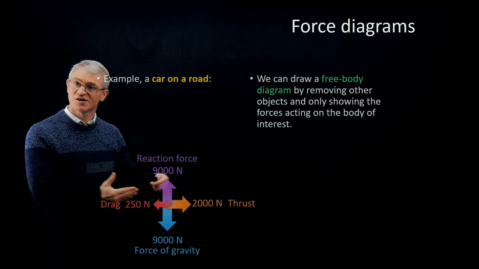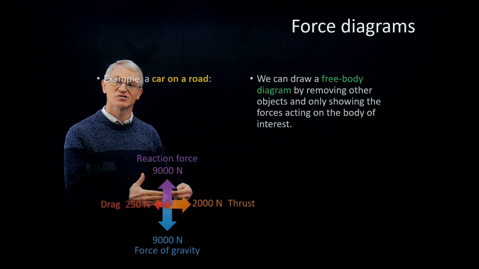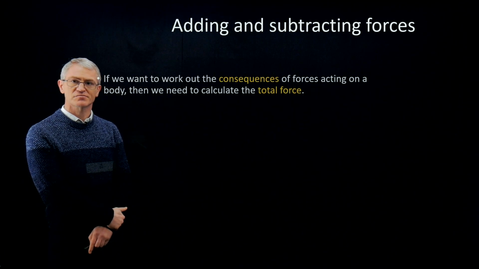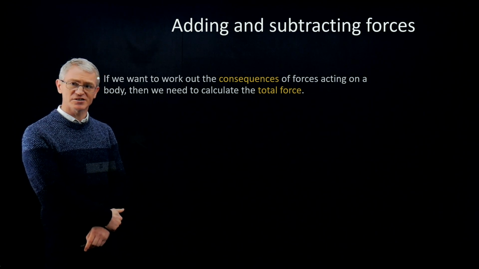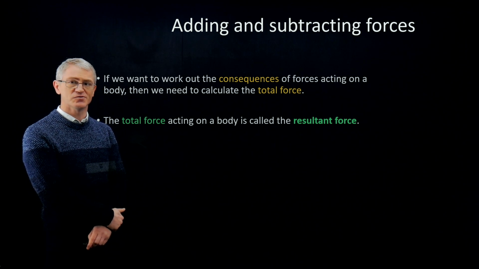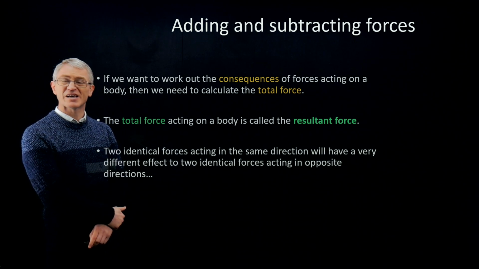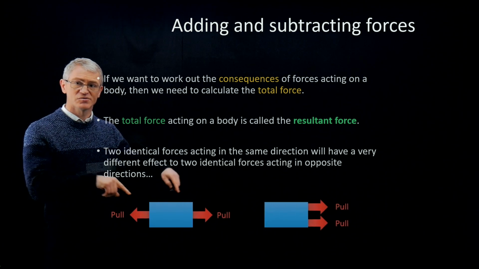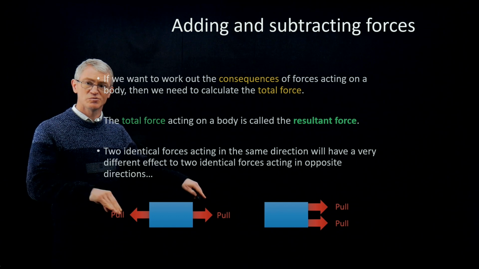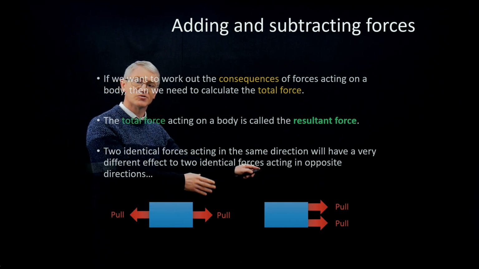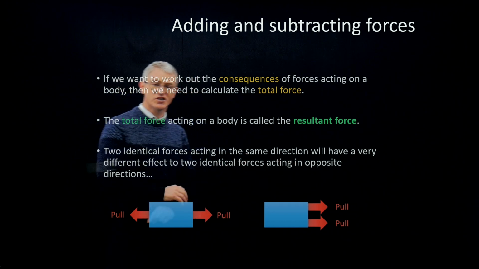So let's turn it into a free body diagram. And again, hopefully you can see now how we can combine all those together to get our free body diagram, adding and subtracting forces. When we add or subtract forces, we can make a resultant force, and it's the total force acting on the system. If we look here, we've got two pulls in opposite directions, and they're the same size because the arrows are the same size.